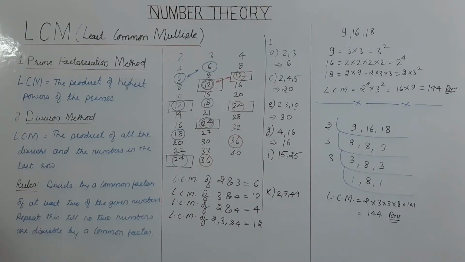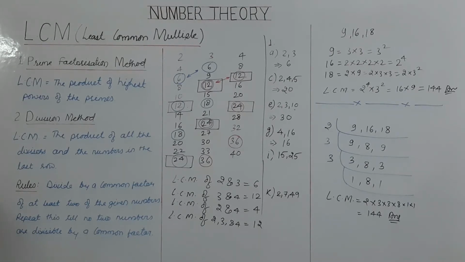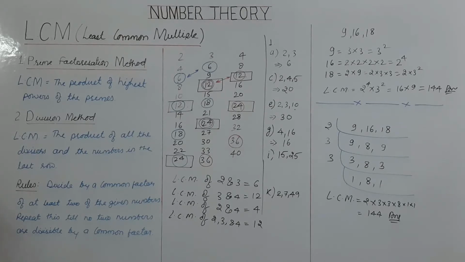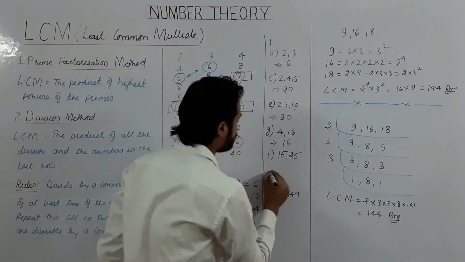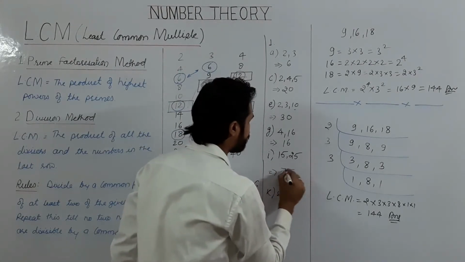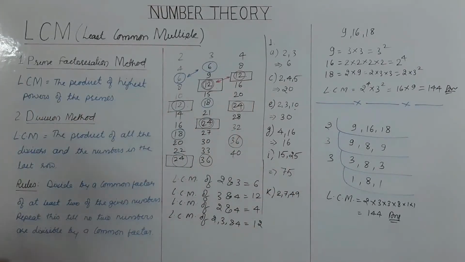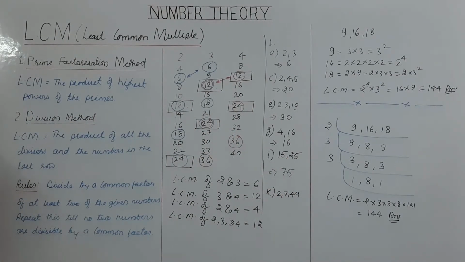15 and 25. After 25, next multiple of 25. 25 into 2, 50. 50 is a multiple of 15? No. 45, then you will get 60. Okay, 25 into 3 is 75. And 15 into 5 is also 75. So 75 is the LCM of 25 and 15.